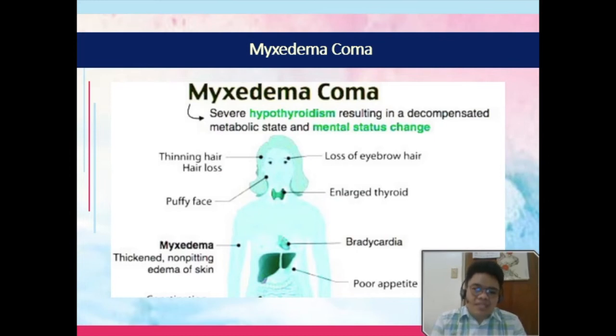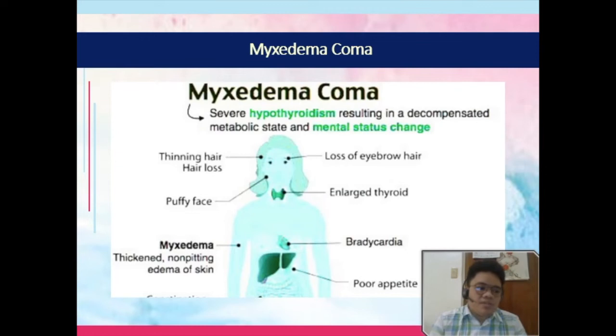Now, let's talk about myxedema coma. Class, the term myxedema would refer to the accumulation of your mucopolysaccharide in the subcutaneous and other interstitial tissues. So again, when I say myxedema, it refers to the accumulation of your mucopolysaccharide in your subcu and other interstitial tissues. Now, when I say myxedema coma, it is a severe hypothyroidism resulting in a decompensated metabolic state and mental status changes. Okay, so your patient, because of severe hypothyroidism, would have decompensation and then mental status changes.